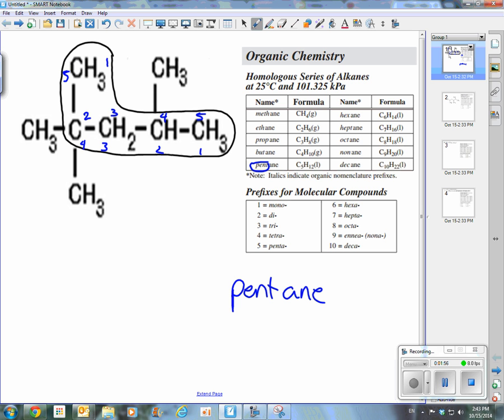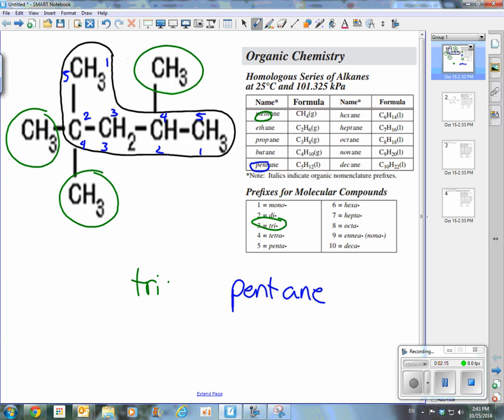So now I'm going to identify the branches. Okay, so I've got 3 branches here, and all 3 branches have only 1 carbon, so they're all a methyl branch. Okay, and I have 3 of them, so I term this trimethylpentane.